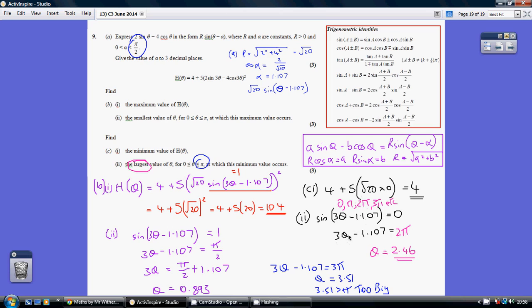Because if we say that 3 theta minus 1.107 equals 2 pi, we add 1.107 and divide by 3, we get theta being 2.46. Okay, just to show, if we had gone for the bigger one, 3 theta minus 1.107 equaling 3 pi, adding 1.107 and dividing by 3, we'd have got theta being 3.51, which is bigger than pi. It's bigger than 3.14, so that's too big. So our biggest theta is 2.46.